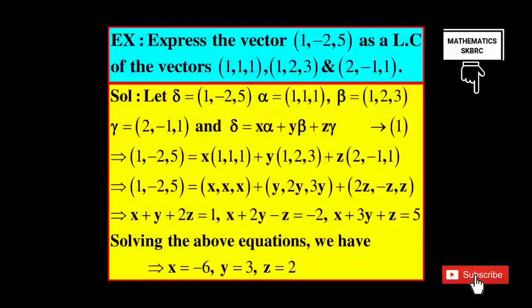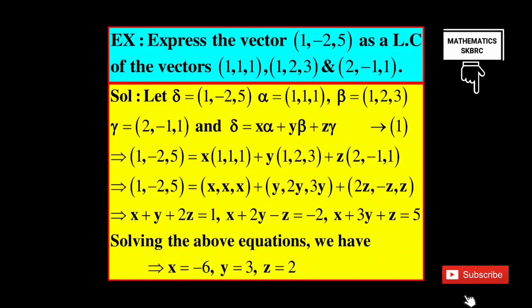Similar example: express the vector (1, -2, 5) as a linear combination of the vectors (1, 1, 1), (1, 2, 3) and (2, -1, 1). Similarly, we proceed as in the above problem. We get the system of equations x plus y plus 2z equal to 1, x plus 2y minus z equal to minus 2, x plus 3y plus z equal to 5.